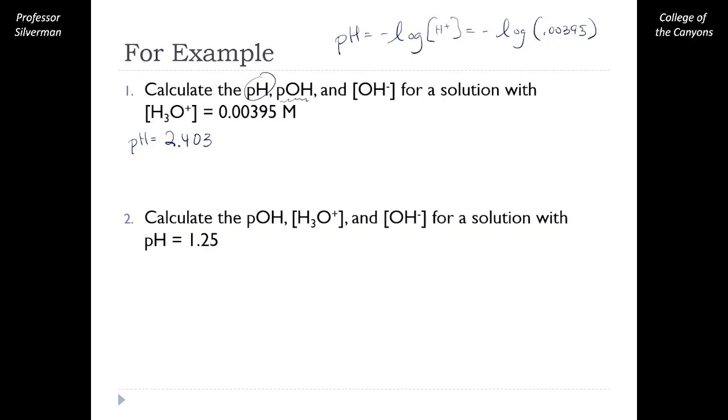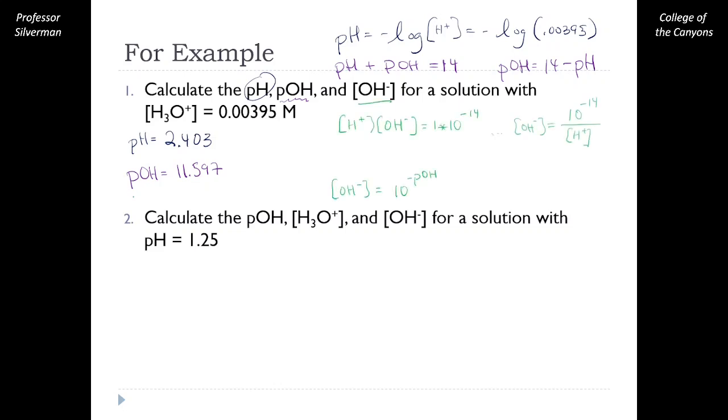Next, we can attack this pOH problem based on this relationship between pH and pOH. Our pH is 2.403. Our pOH has to add up with that to get a total of 14. Lastly, we can find our amount of hydroxide. Again, multiple ways to try to do this. All of them should end up with a nice final answer. No matter which method we choose, we should end up with our amount of hydroxide as 2.53 times 10 to the negative 12 molar.